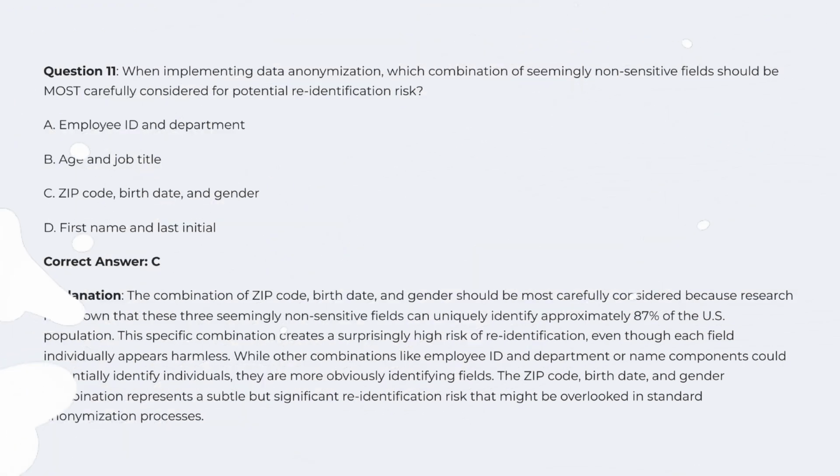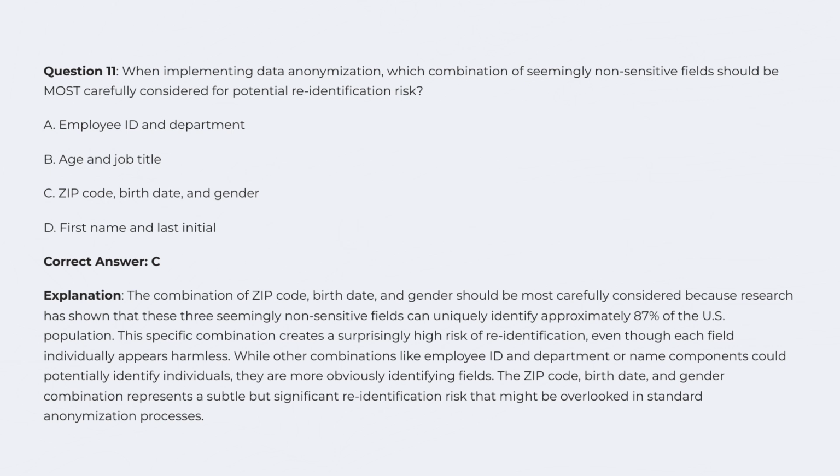Correct answer, C. Explanation. The combination of zip code, birth date, and gender should be most carefully considered because research has shown that these three seemingly non-sensitive fields can uniquely identify approximately 87% of the U.S. population. This specific combination creates a surprisingly high risk of re-identification, even though each field individually appears harmless.